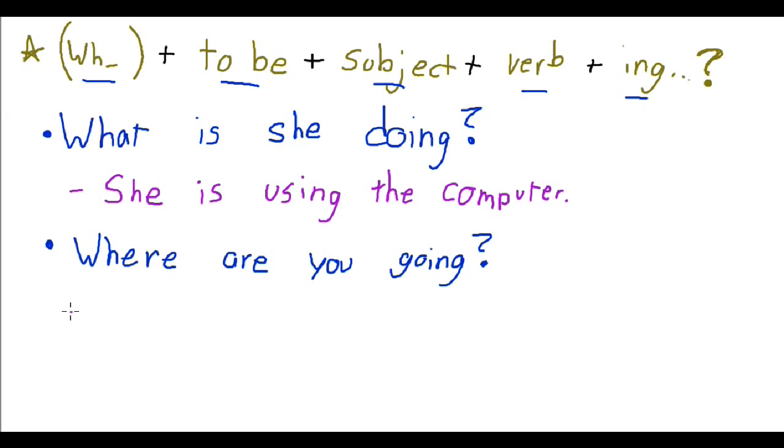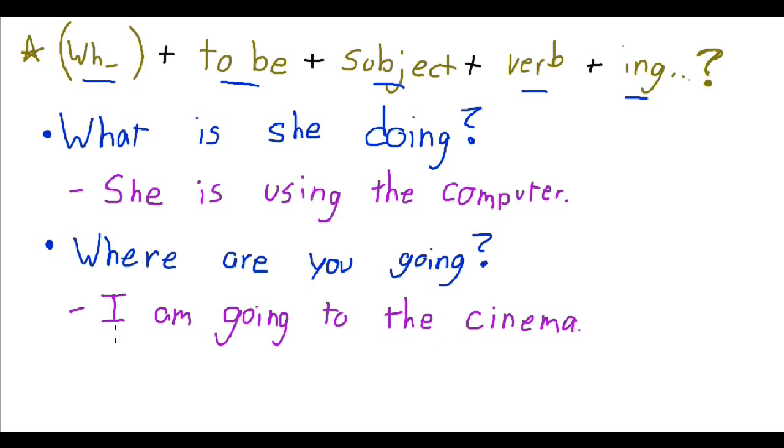In the answer, you could say, for example, I am going, because in this case we repeat going, because it's asking where. I am going to the cinema. Okay, to see a new movie, for example. I'm going to the cinema.